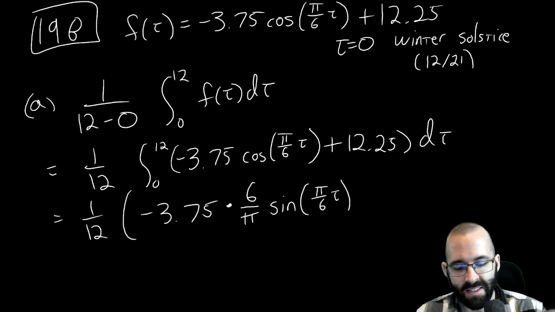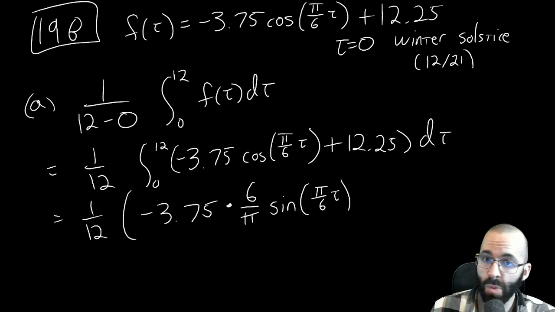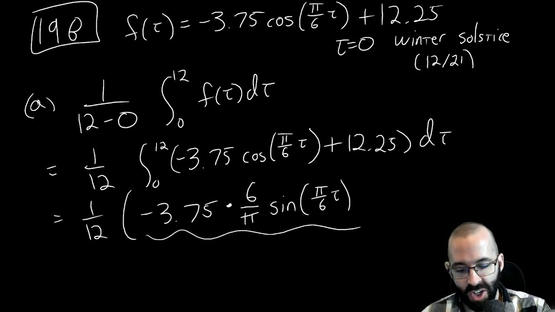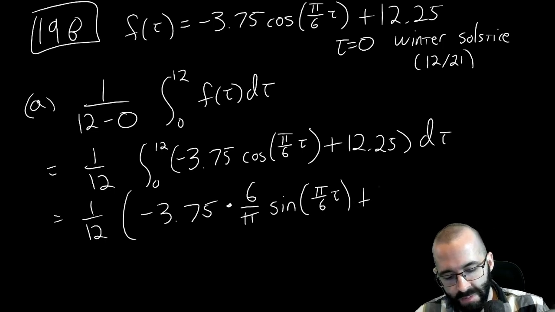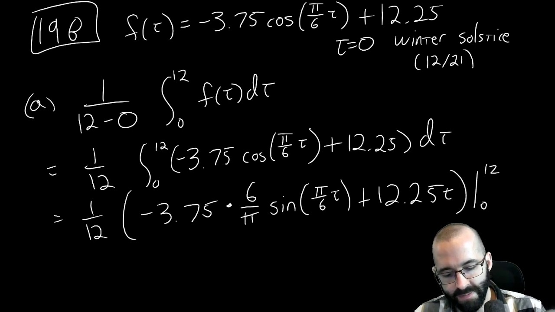Because we have a pi over 6 on the inside. All right, and again, you can check that this works by taking the derivative of this and seeing that it is indeed the thing above because of the chain rule. And we'll formalize this process in, I believe, 1.5 when we talk about substitution methods. It's 12.25t is our antiderivative evaluated from 0 to 12.